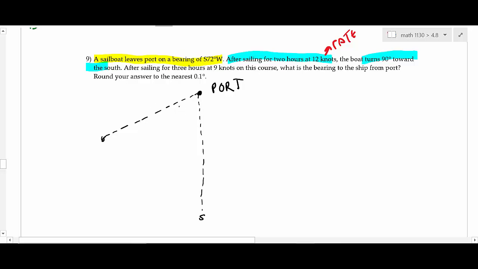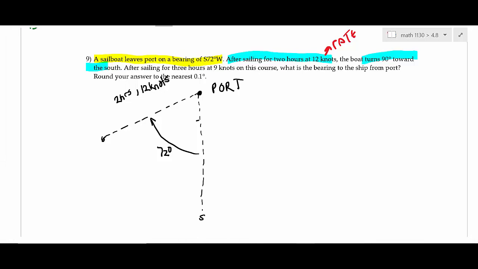Then that angle right here, this whole entire angle, I want to write this out because we're going to end up with a messy diagram here, I think. That whole angle is 72 degrees. And the information on this side is that you sailed for 2 hours at a rate of 12 knots. So that's what I've got so far in the problem: going south 72 degrees west.